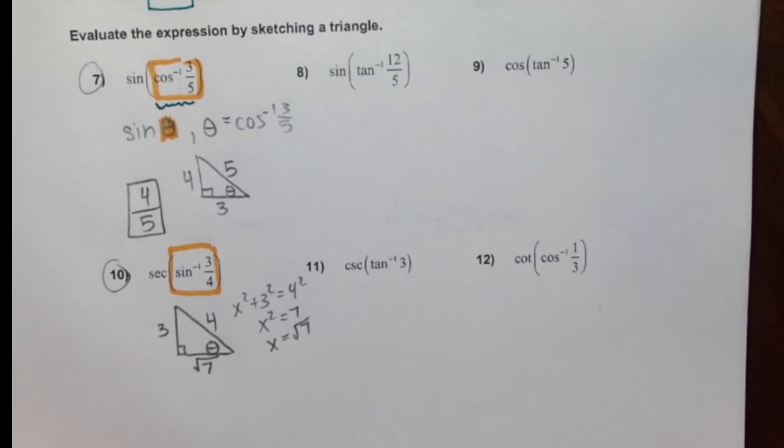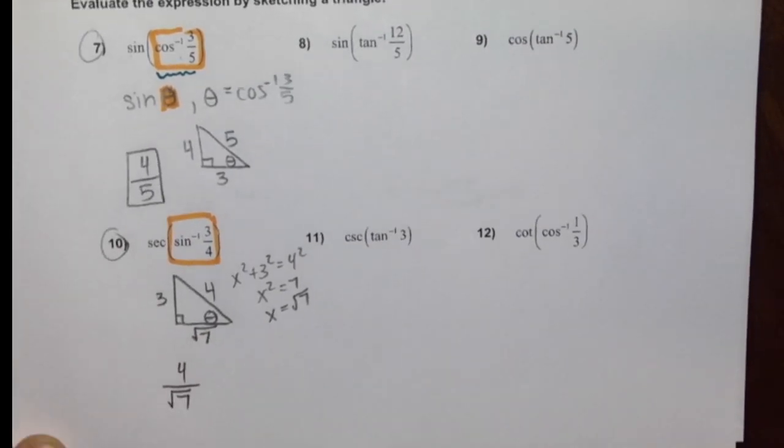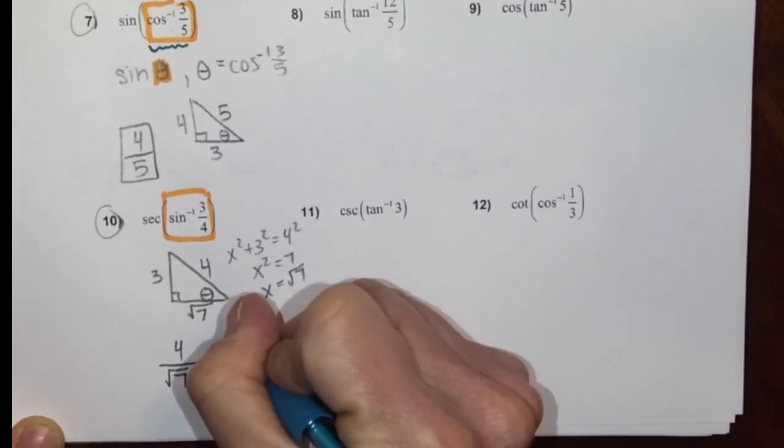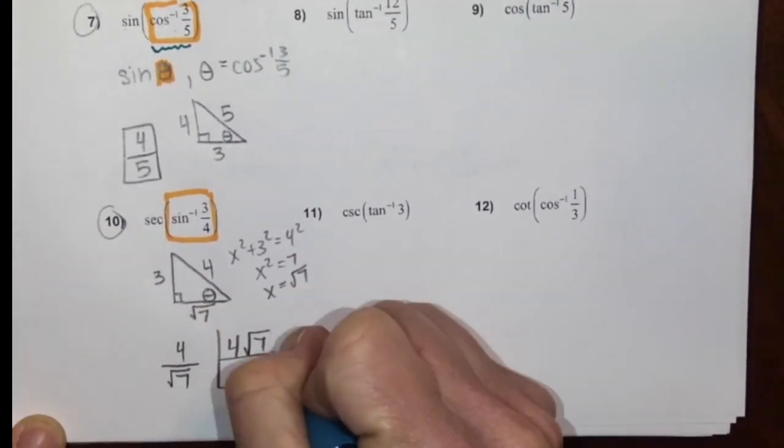Okay. And then it's saying to find secant of this angle. Secant is the reciprocal of cosine. So instead of adjacent over hypotenuse, we're going to take hypotenuse over adjacent. And always remember to simplify. So our simplified answer should be 4 root 7 over 7.